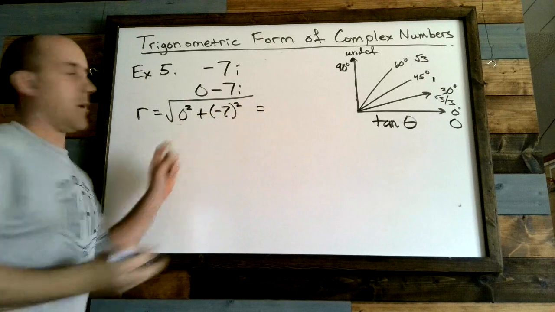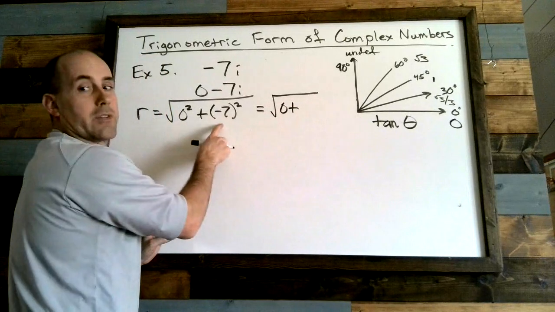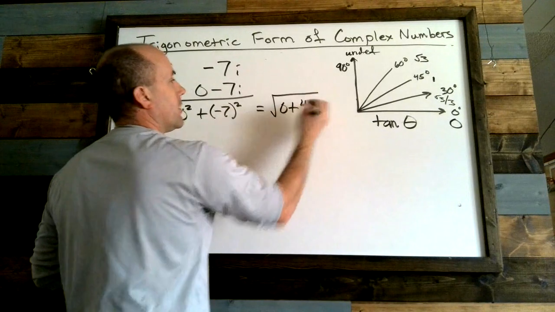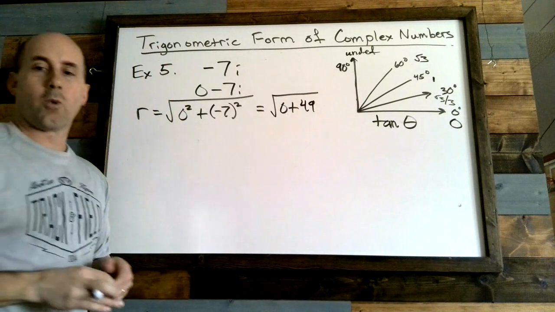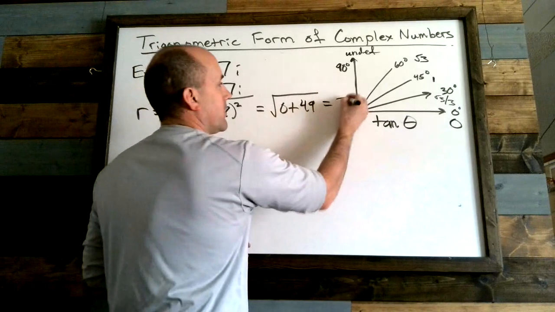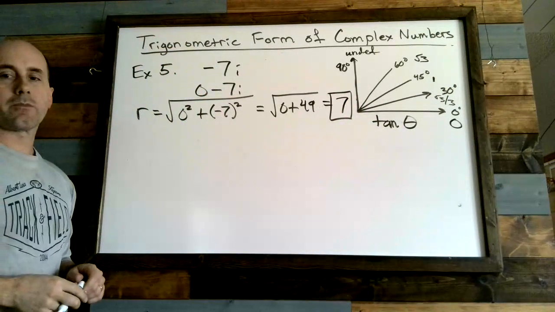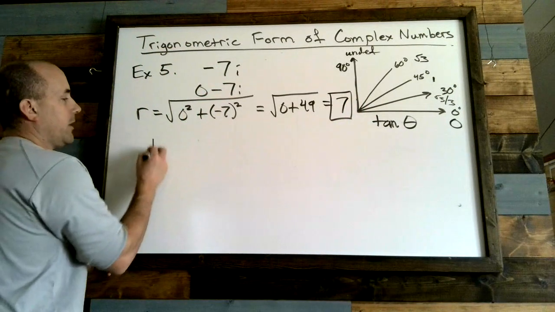0 squared is 0. Negative 7 squared is 49. The square root of 0 plus 49, well, 0 plus 49 is 49. Square root is 7. That's my r value. You want to figure out theta.